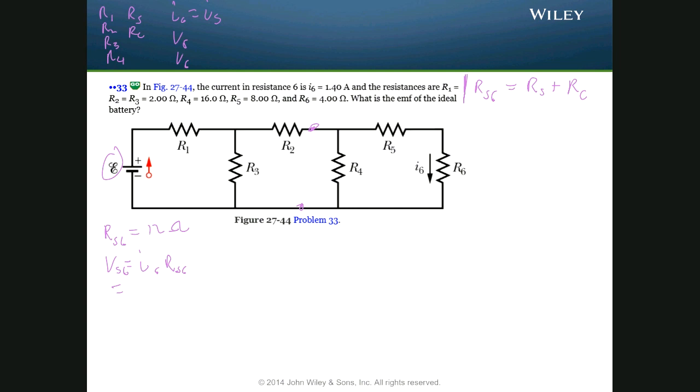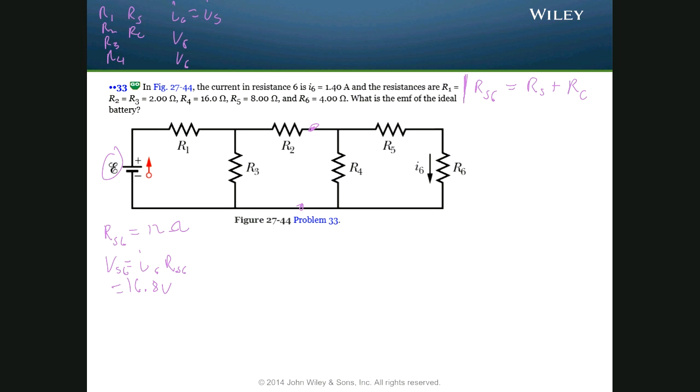Good, 16.8. So that's going to be equal to 16.8 volts. Okay. So now what we want to do is, good.